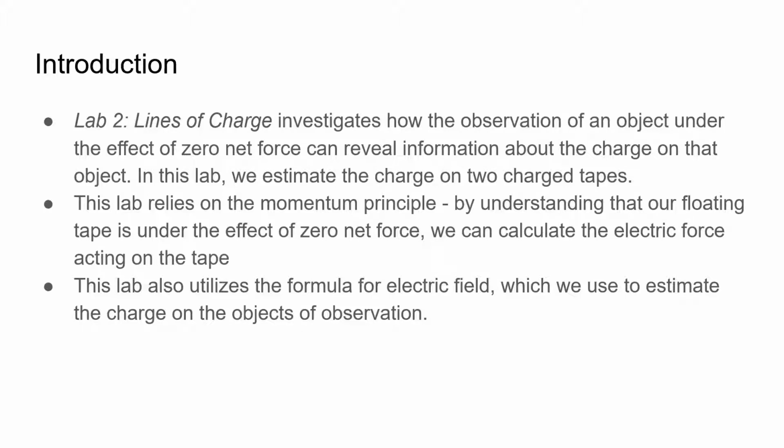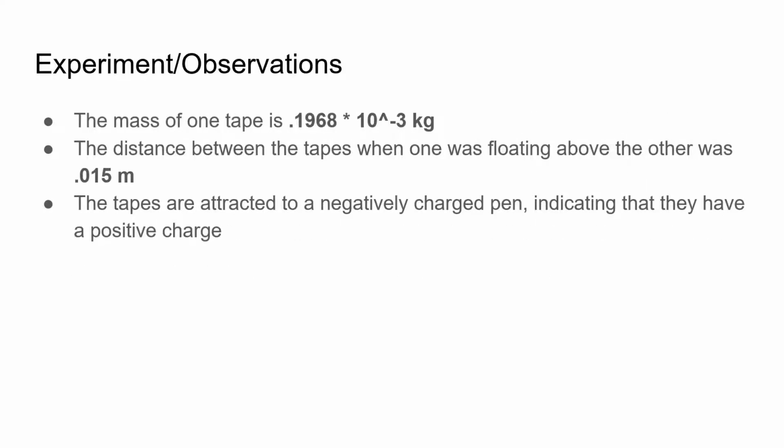By understanding that our floating charges are under the effect of zero net force, we can calculate the electric force acting on the tape through Newton's third law. This lab also relies on the formula for electric field, which we use to estimate the charge on the objects of observation. The mass of one tape is 0.1968 times 10 to the negative 3 kilograms, or 0.1968 grams, and the distance between the tapes when one was floating above the other was 15 centimeters.